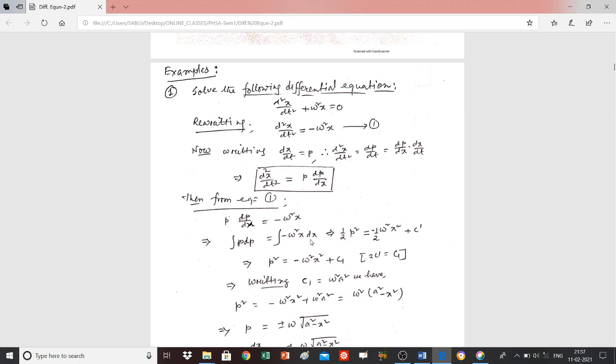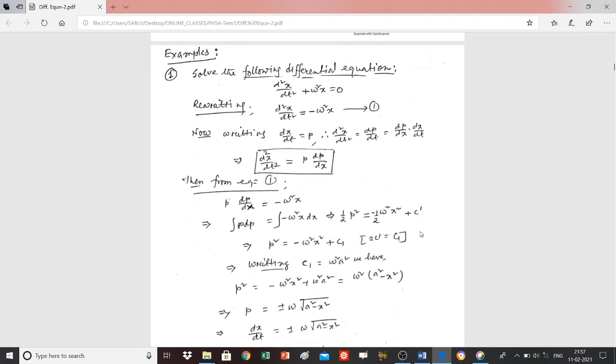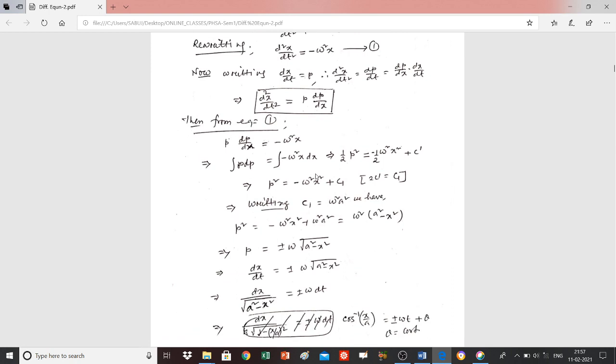Now integrate this both sides. That will result half p square from the first term, and on the right hand side it is minus omega square, then x square by 2 plus c prime. C prime is the integrating constant. So from here p square is equal to minus omega square x square. These two and these two will cancel out, but 2 should be multiplied with c prime, and that is equal to c1. So minus omega square x square plus c1. Now since c1 is a constant, I am writing it as omega square a square. Both omega and a are constants.